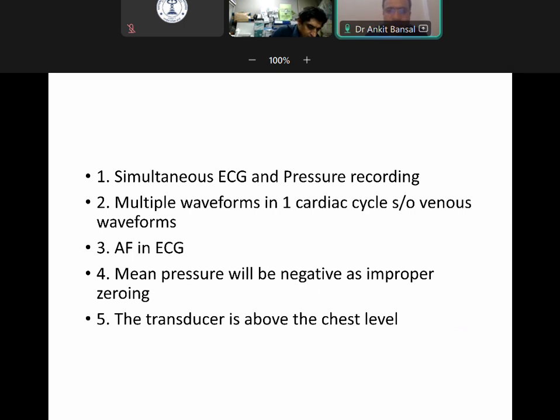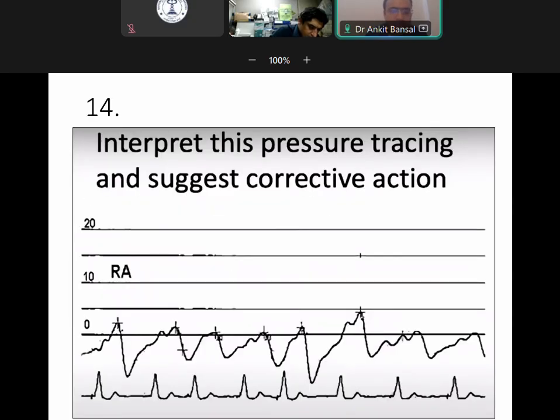You must have seen in the ICUs that sometimes the transducer drops to the bedside and the pressure suddenly increases. So if the transducer is lower, the pressure will be falsely high. If the transducer is higher up, the pressures will be falsely low. So in this patient, you have to make the transducer lower. The transducer is falsely high.